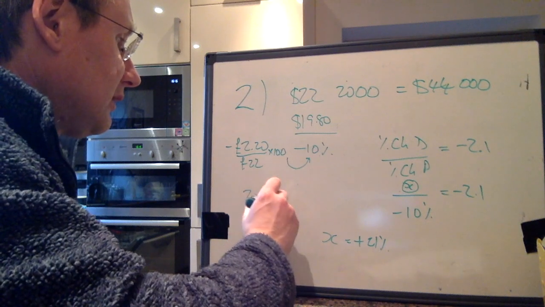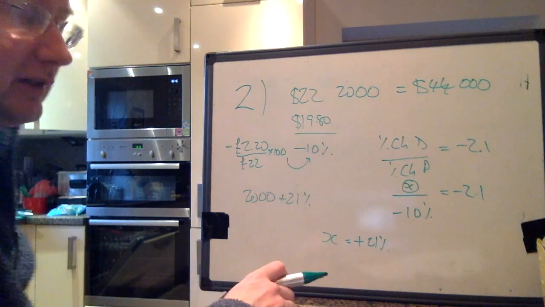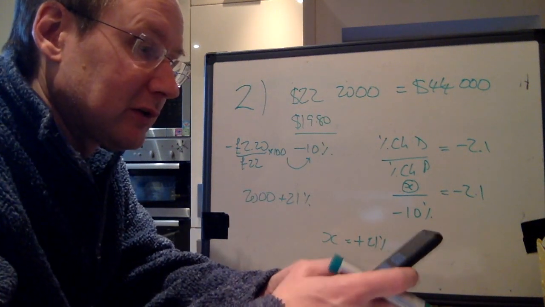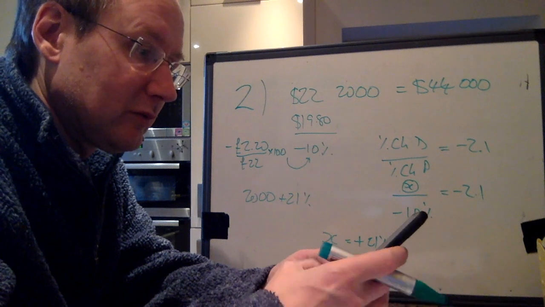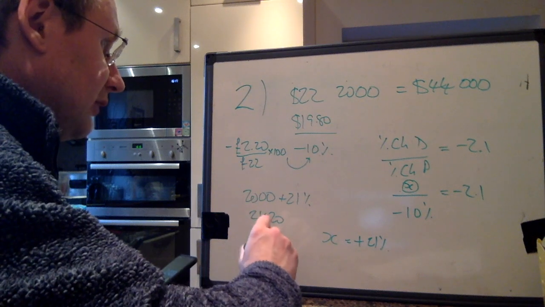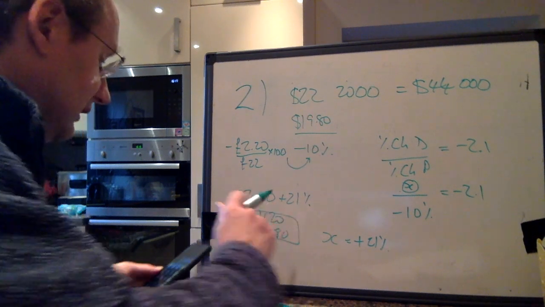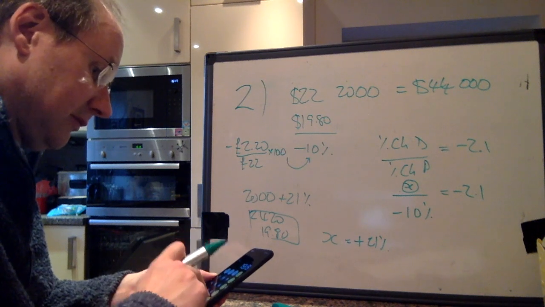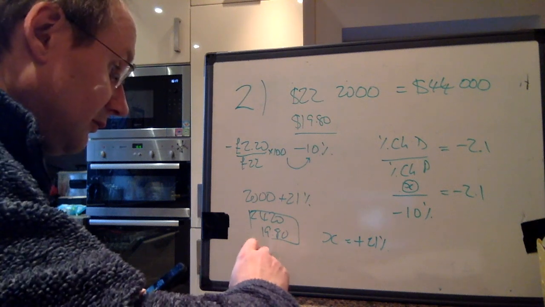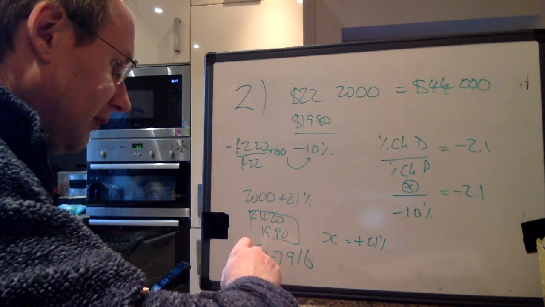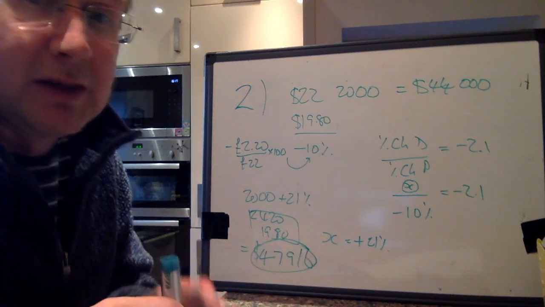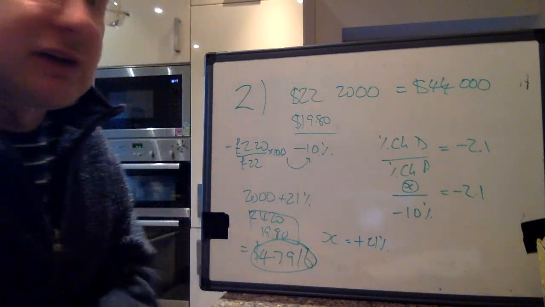So 2,000 plus 21% is, I should have done this before, 2,000 times 1.21, which is 2,420, and then you've got to multiply that by the new price of $19.80. And that gives you $47,916. So it's quite a lot of work for just one mark, it's a bit rough. But nevertheless, that's what has to be done. And that's the sort of thing that's worth practicing anyway.